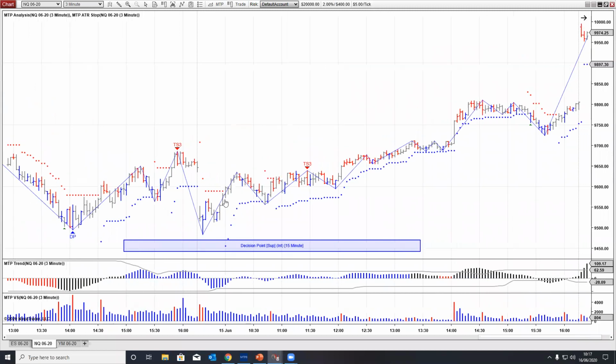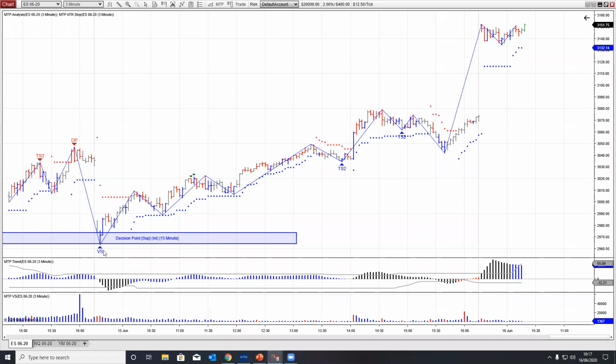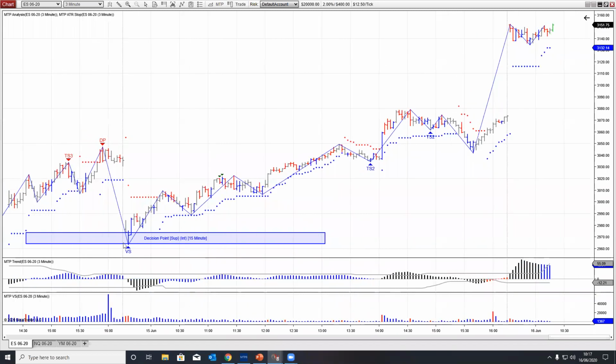I always get pulled up for this about using idealized examples. Well, surely that's what you should do. Surely you should, when the picture's not clear, stand aside, and only wait until you get a clear picture. And as you see, yesterday that nailed the very bar of the low of the day.